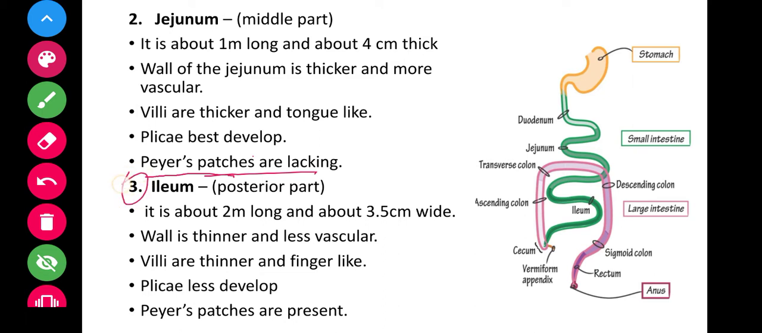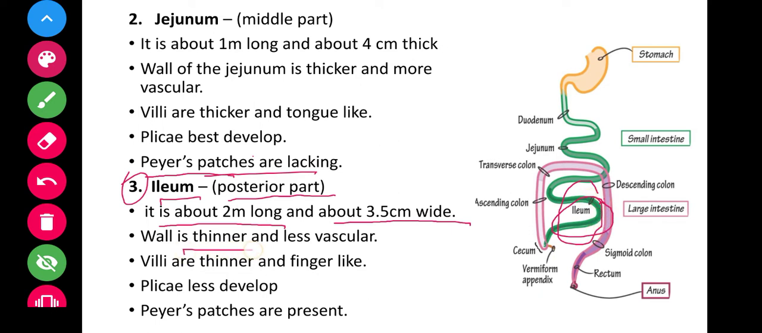No, third one is the ileum. Ileum is the posterior part. Okay, this region is the ileum. This ileum connects with the large intestine. It is about 2 meter long and 3.5 centimeter wide. Okay, this ileum region is the longest region.